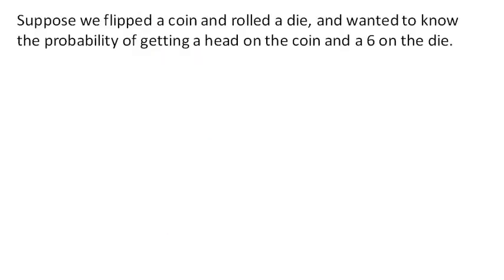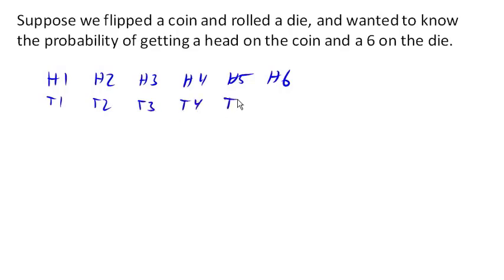Suppose we flipped a coin and rolled a die, and we wanted to know the probability of getting a head on the coin and a 6 on the die. Now notice that we could list out all the possible outcomes here. We could get a head and then a 1, a head and a 2, a head and a 3, a head and a 4, a head and a 5, a head and a 6, on the coin and then on the die. Or we could get tails and 1, tails and 2, tails and 3, tails and 4, tails and 5, tails and 6. And so there are a total of 12 possible outcomes here.